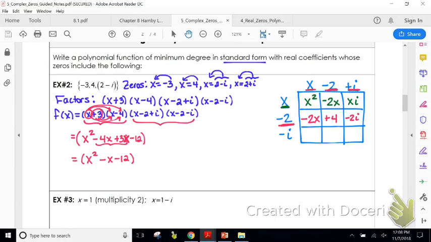Bottom row, first column. So I'm going to take that -i and that x that's on top. So what's -i times x? -xi. And then -i times the -2, positive 2i. And then the -i times the positive i, which is -i squared.